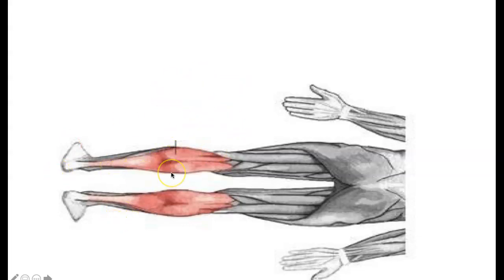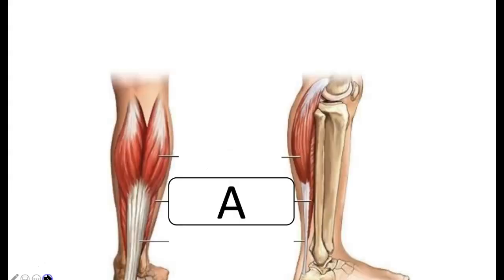Now, below or deep to the gastrocnemius is the next muscle you need to know, the soleus, right? This also helps with plantar flexion of the foot. It's, again, deep to the gastrocnemius, so you would have to move the gastroc, which would be over top of that. Both merge to form the calcaneal tendon, also known as the Achilles tendon. You can see right there.